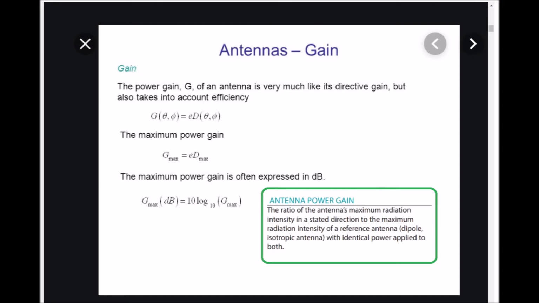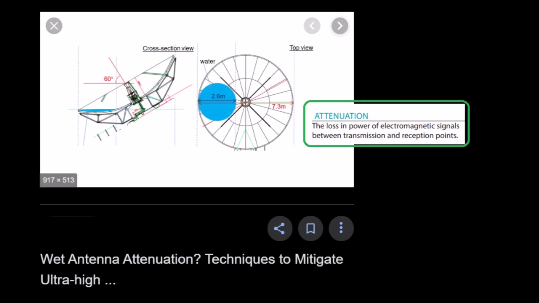Antenna power gain. The ratio of the antenna's maximum radiation intensity in a stated direction to the maximum radiation intensity of a reference antenna, dipole isotropic antenna, with identical power applied to both. Attenuation. The loss in power of electromagnetic signals between transmission and reception points.